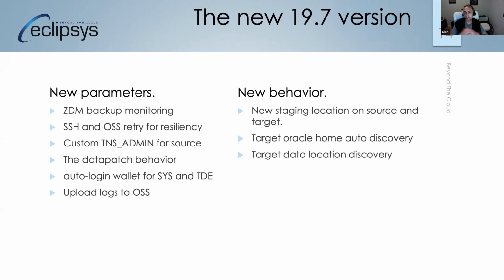New behavior: you have a new staging location on source and target. If you have worked with the ZDM tool in the past, you probably know that it was /tmp/zdm and a unique identifier for the job. That is not the case anymore. Now it creates the staging with all the files and logs in Oracle base for the source and for the target database. On target, Oracle home and data location use auto discovery. You don't specify them explicitly in your command line parameters. That's good. I think the fewer parameters you need to specify, the better.